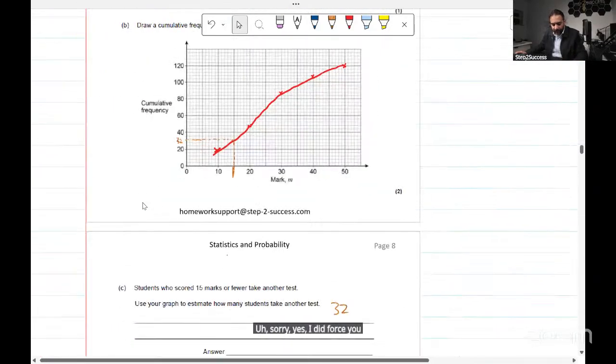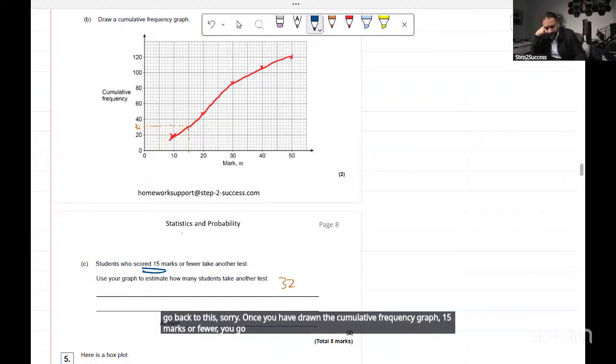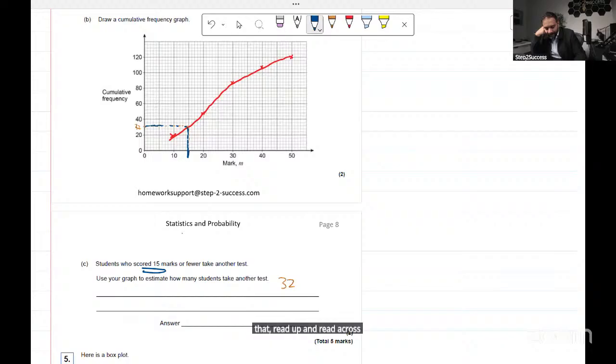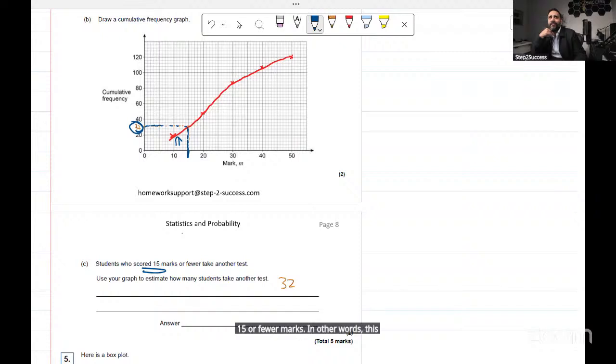So once you've drawn, I'll just quickly go back to this. Once you have drawn the cumulative frequency graph, for 15 marks or fewer, you go to 15 on your axis there, read up and read across. And what that tells you is that it's about 32 on mine, 32 people scored 15 or fewer marks. In other words, this section of the line is about 32 students, and everybody else is above that.